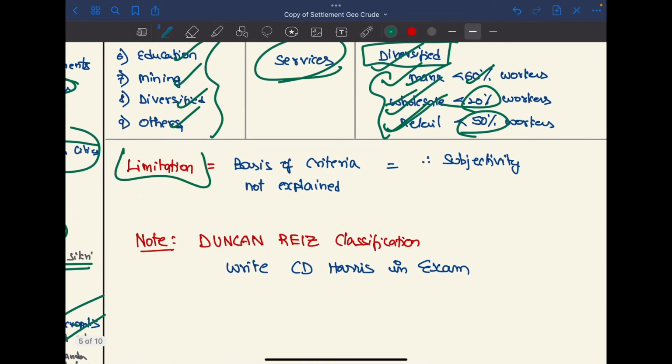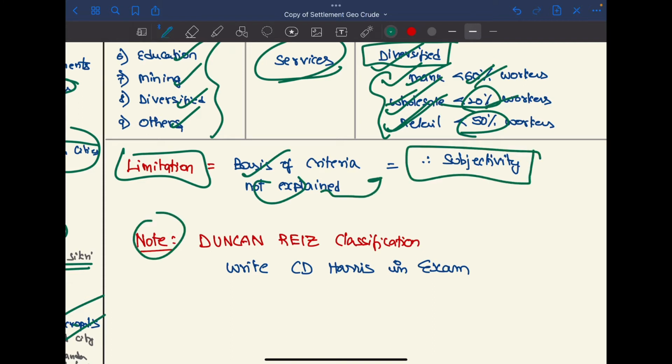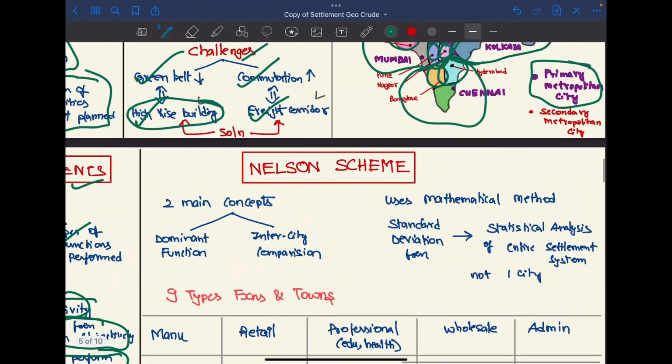So what is the limitation? What is the basis for the criteria? This 60%, 20% is not explained, so therefore there is subjectivity involved here. In the exam, if asked about Duncan classification, write C.D. Harris.